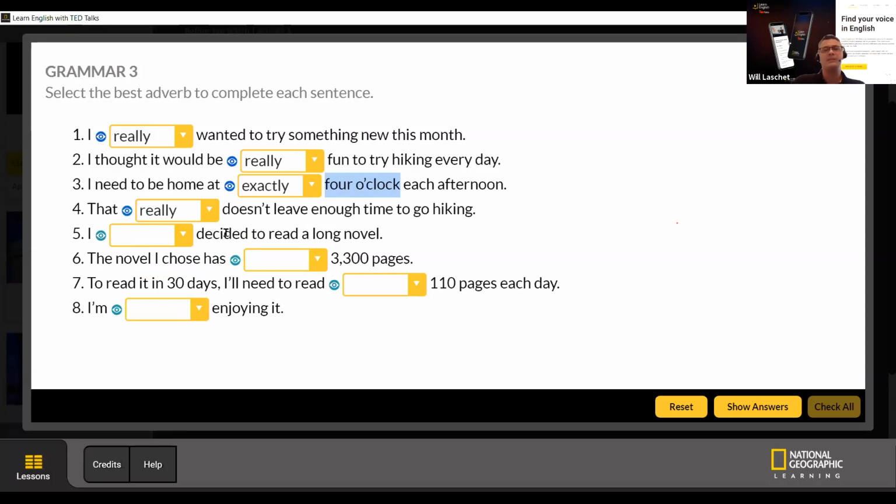Again, so here we're showing our opinion. And let's try one more, number 5. Okay, we've got here, I really or I actually decided to read a long novel. Number 5. What do we think about this one? Van is saying actually. Let's try it. And why is this one actually? I actually decided to read a long novel. So why do we think this one is using the word actually?